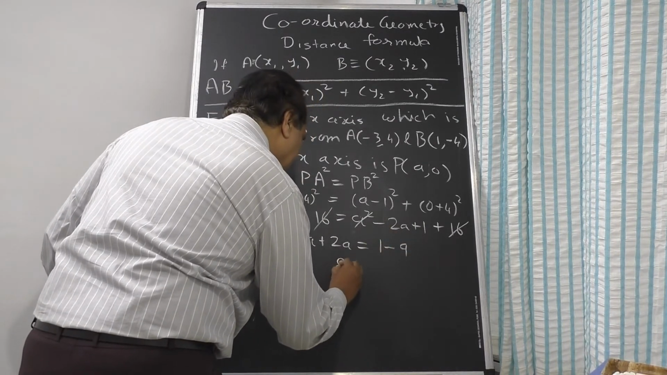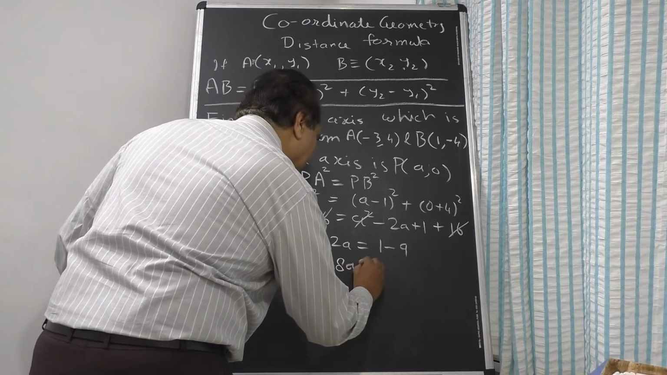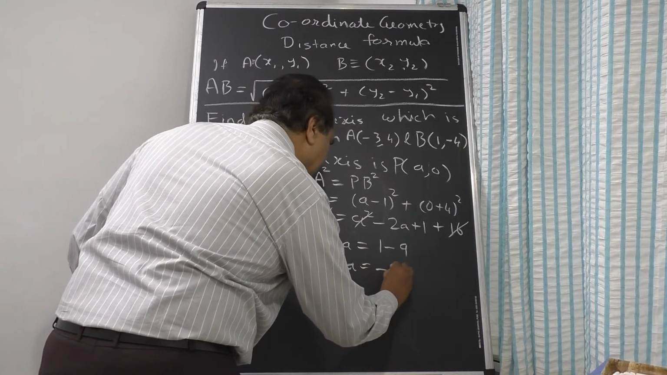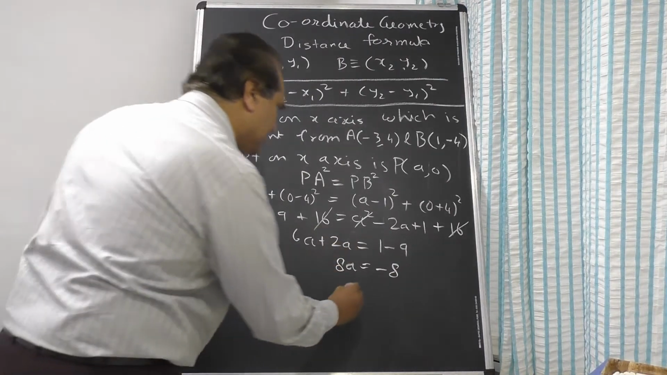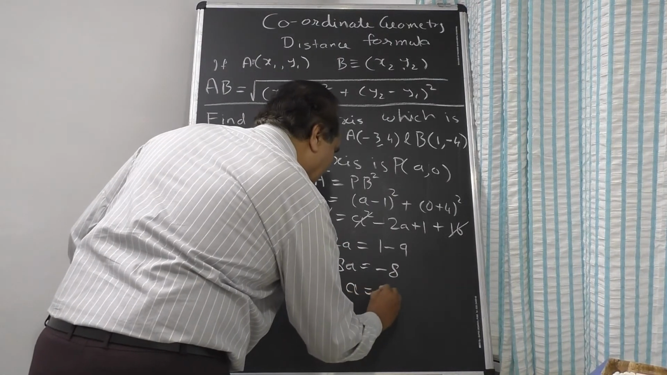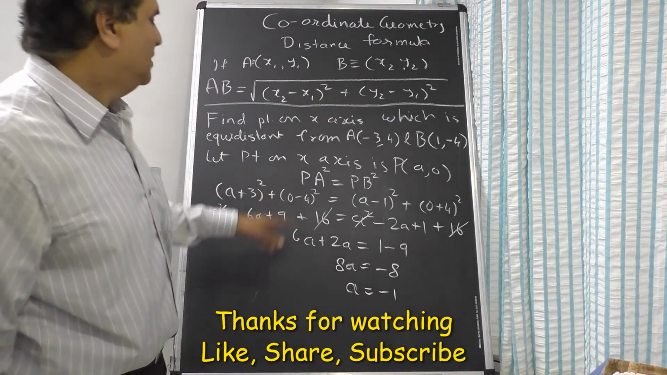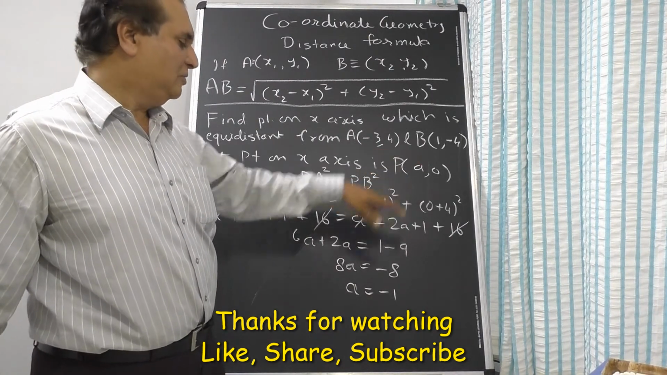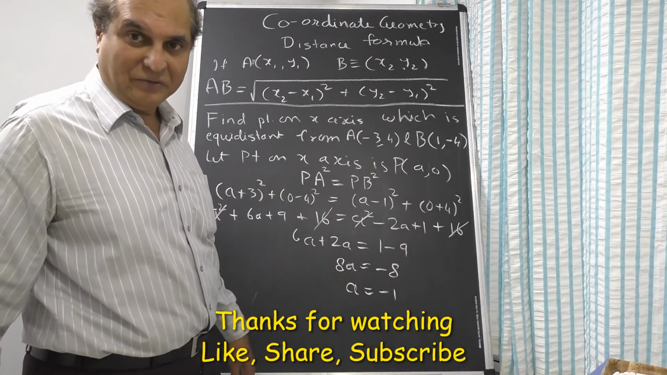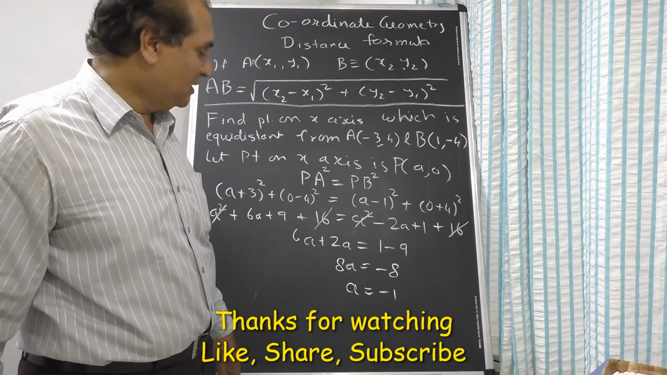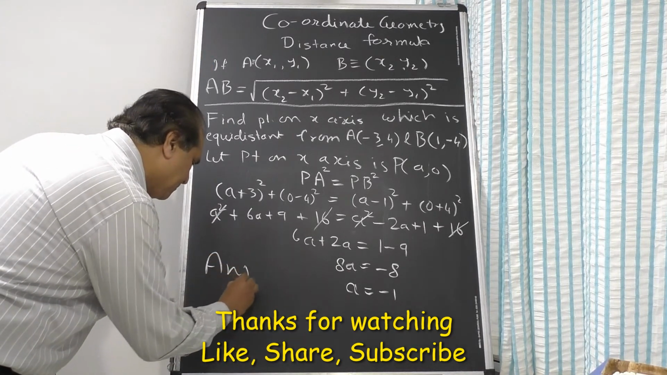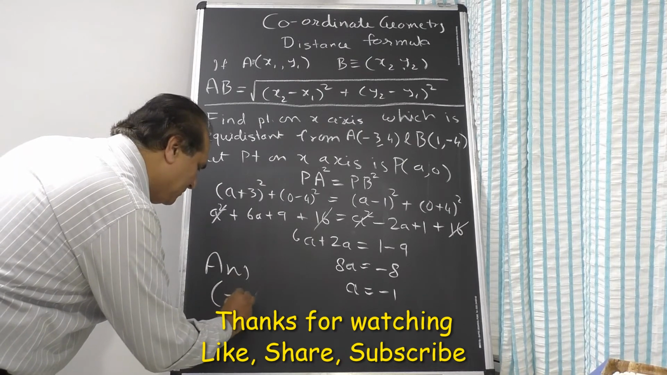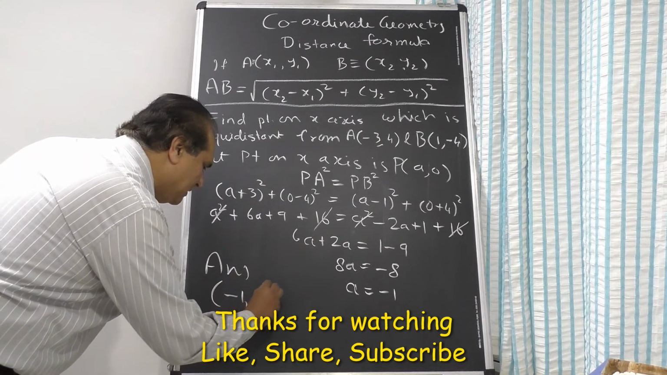8a equals minus 8. a is equal to minus 8 upon 8, a equals minus 1. So the answer is (a, 0), that is (-1, 0). Okay, such locus sum, you can write the answer properly: the point on x-axis is (-1, 0).